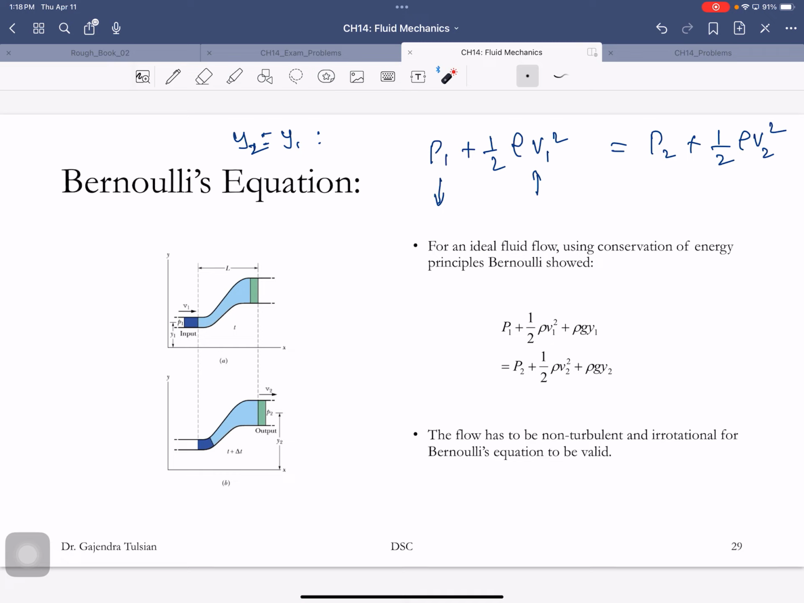Is that like rho, like density? Yeah, I always forget what that is. Rho is the density of the fluid. So for this fluid, the sum of those three terms will be the same at every location.